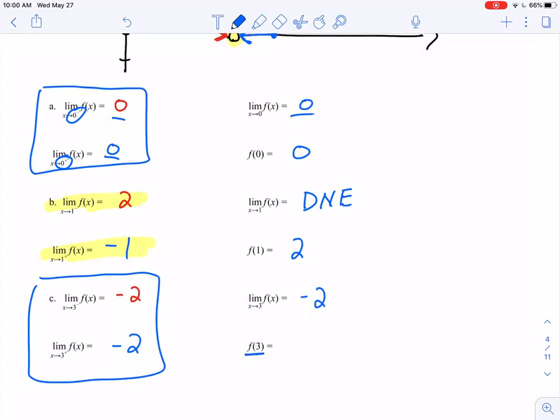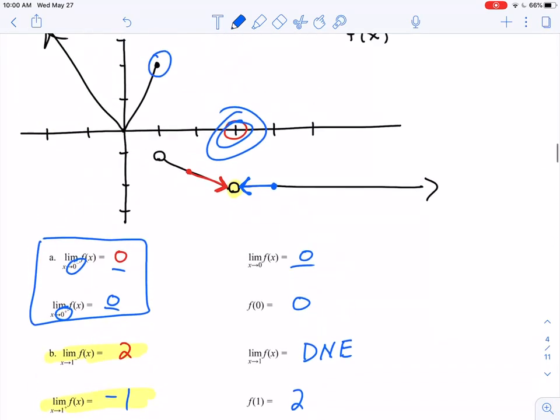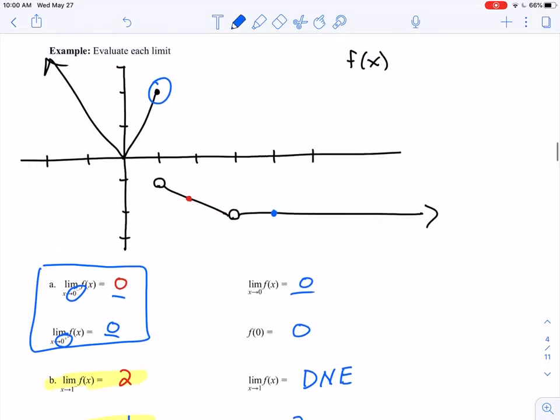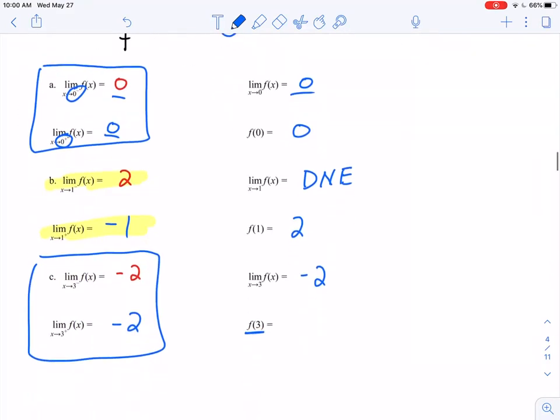Last thing I need to look at here, f of 3. F of 3, so that's just what's the y value of our function. So let's get rid of some of these arrows. The y value of our function here at 3. Well, here I have a hole, so I know that my function doesn't exist at that point, and there's no other point there at x equals 3. So we don't have a value of our function at x equals 3. So the only option we have here is to say that our function does not exist or is undefined here.